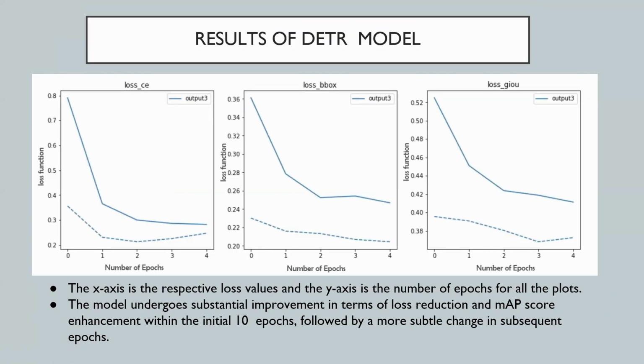The loss plot is separated into three types: the loss CE, which is cross entropy loss, the B box, which is bounding box loss, and the GIOU loss, which is generalized intersection over union. The x-axis represents the loss value and the y-axis represents the number of epochs. The model undergoes a substantial improvement in terms of loss reduction and MAP score during the first 10 epochs, followed by a more gradual change in subsequent epochs.